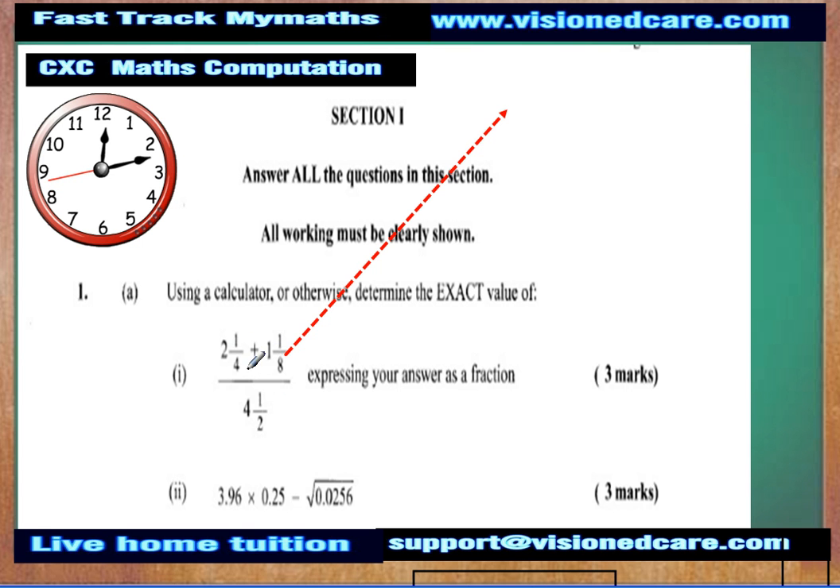So let us quickly work out the top part of the fraction here. 2 1/4 is the same thing as 9 over 4. 4 times 2 is 8, add 1, that's 9 over 4. So let's work out that. So that's 9 over 4 plus 8 times 1 is 8, add 1, that's 9 over 8.